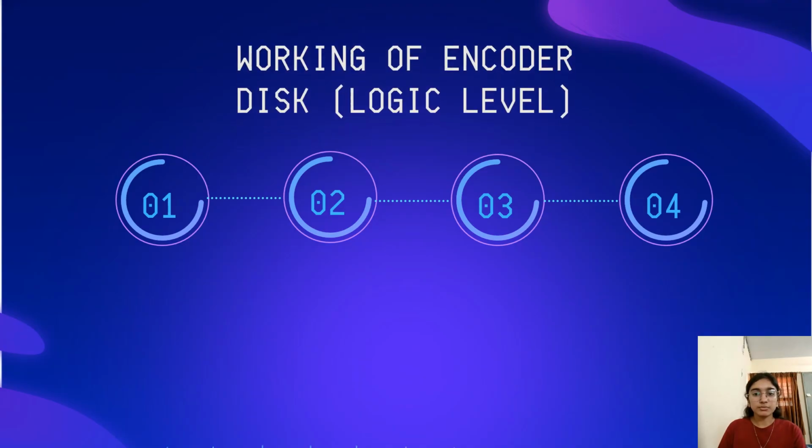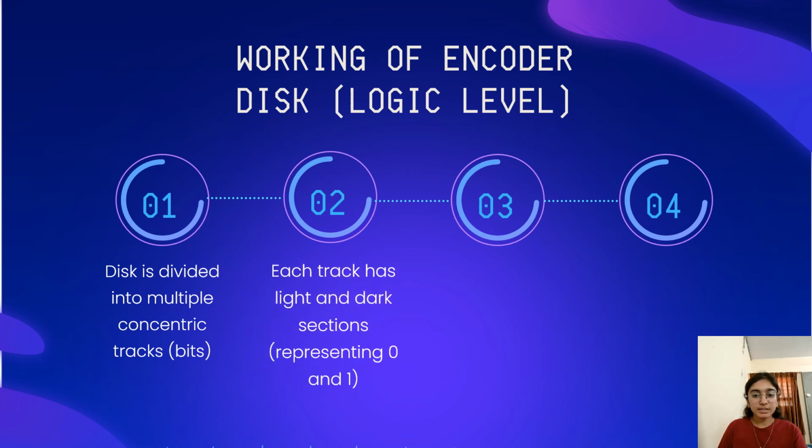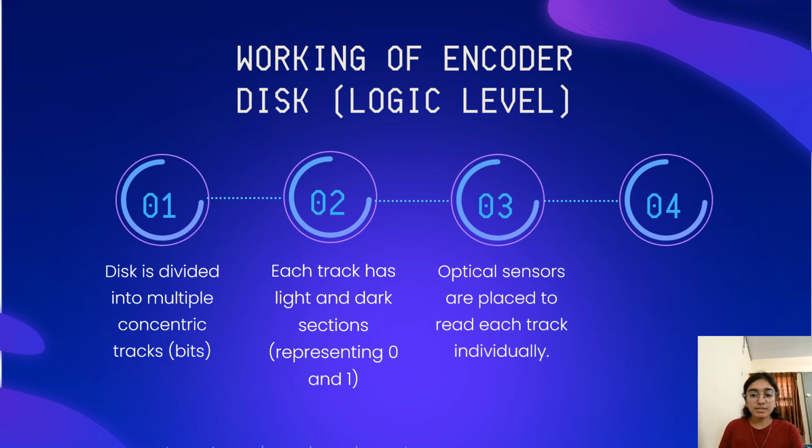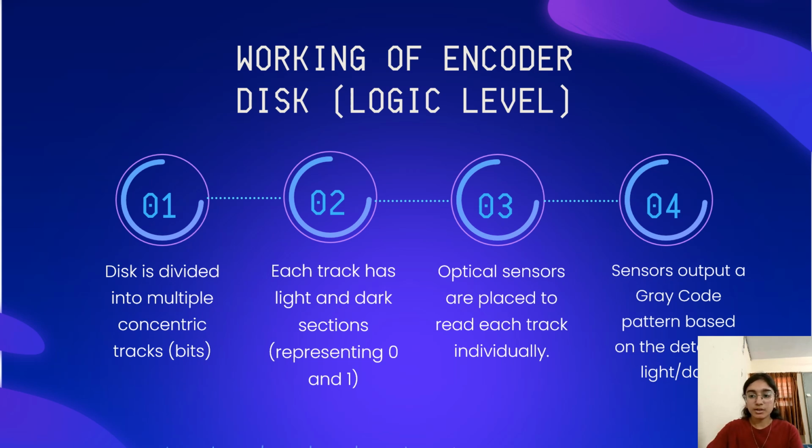Now, working of encoder disk logic level. First, the disk is divided into multiple concentric tracks. Second, each track has light and dark sections representing 0 and 1. 0 for dark and 1 for light. Third, optical sensors are placed to read each track individually. And the last, fourth, sensors output a gray code pattern based on the detected light or dark.